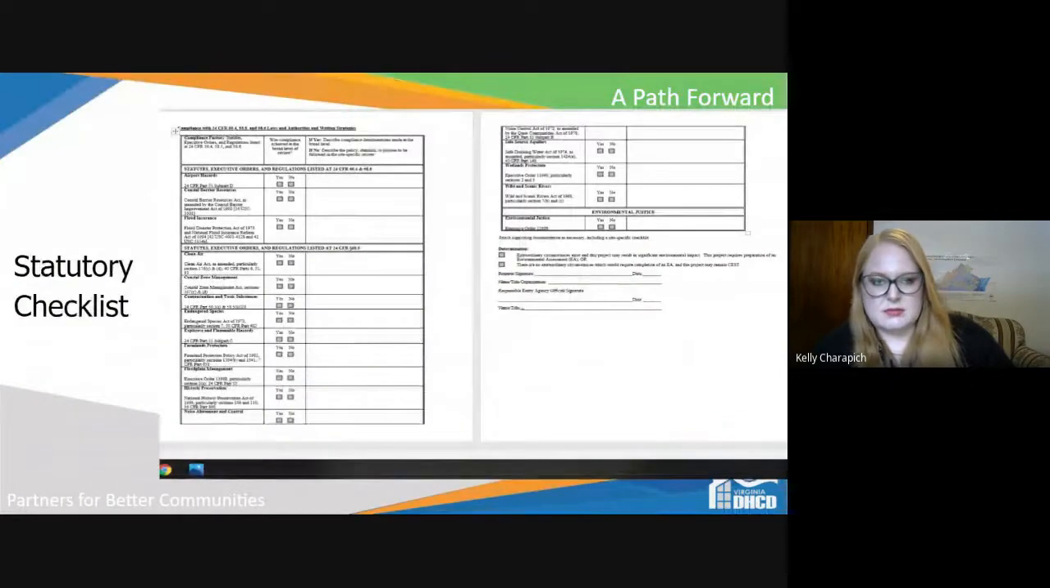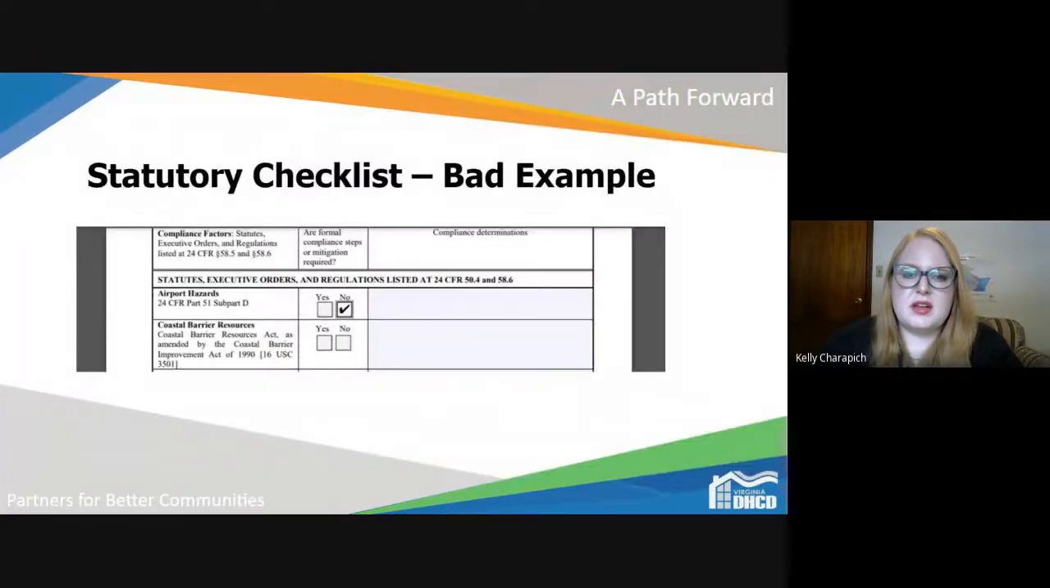Next slide, please. So this is just what the statutory checklist looks like. If you've never seen it, I know you're saying, oh, I can't see that. So next slide, please. This is what I've zoomed in on it. And this is a bad example of a statutory checklist. We don't want to see any blank spaces. We don't want to see NA. As you can see, they said that airport hazards are not, they're not worried about airport hazards. I don't know why. You've not explained it. I don't know if you're near an airport. I have no idea. So a blank space and an NA is always a red flag for your environmental review record reviewer.